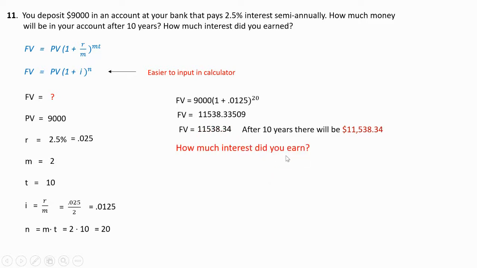How much interest did you earn? Right, so the interest earned will be the future value minus what you invested. 11,538.34 minus 9,000. The answer will be $2,538.34.